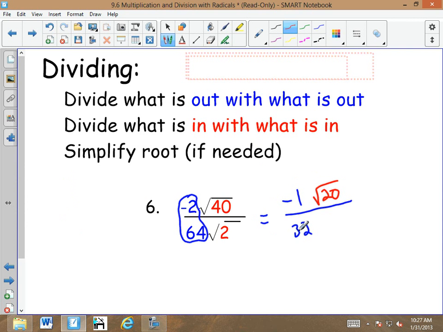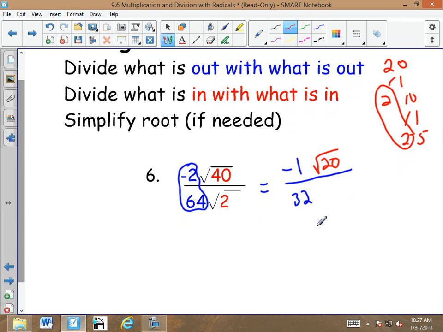Am I done here? Don't put the 1 at the bottom. There's no need for the square root of 1 down here. It just goes away. Am I done? No, 20 can be simplified, can it? 2 and 10, 2 and 5. So now I have a pair of 2's that come out.